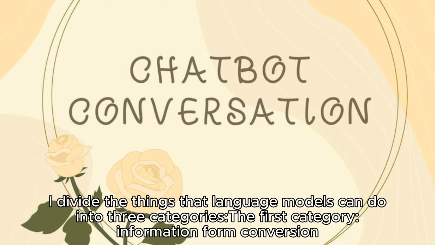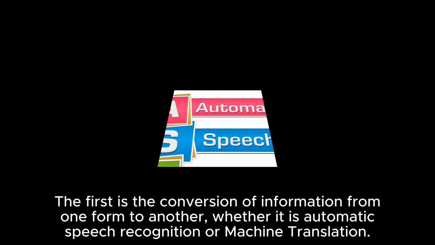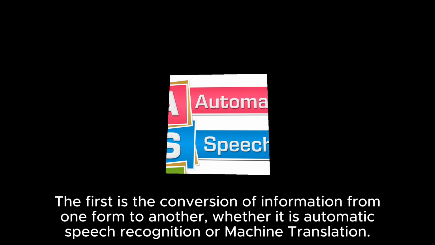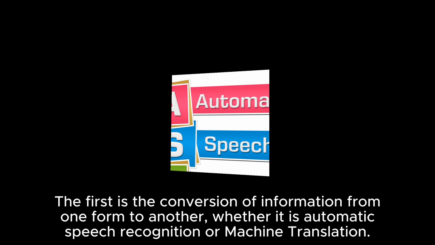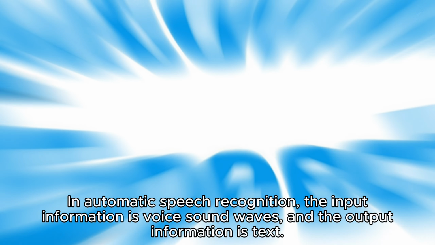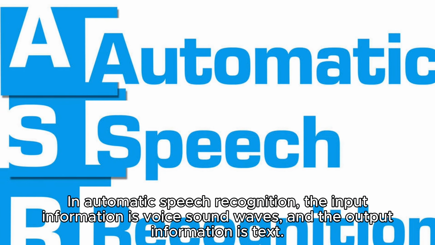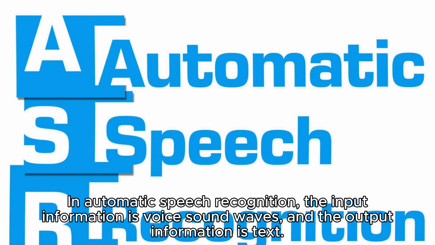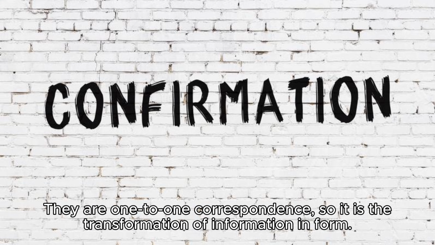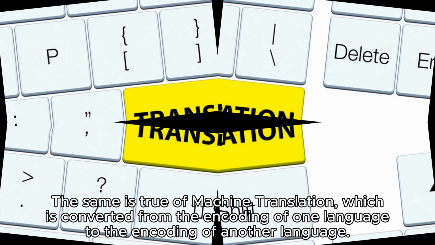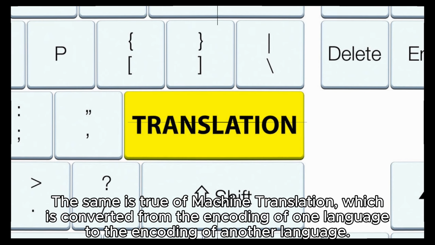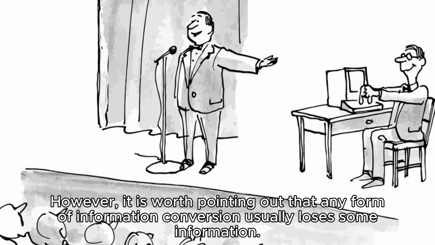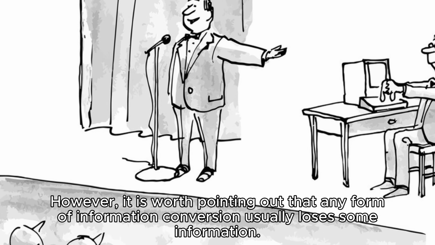The first category, information form conversion. This is the conversion of information from one form to another, whether it is automatic speech recognition or machine translation. In automatic speech recognition, the input information is voice sound waves, and the output information is text. They are in one-to-one correspondence, so it is the transformation of information in form. The same is true of machine translation, which is converted from the encoding of one language to the encoding of another language.